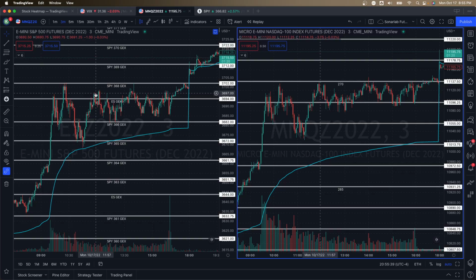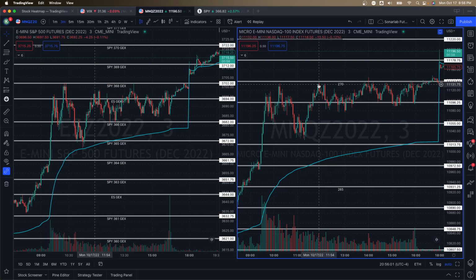So I'm hovering my cursor here, and it looks like for no reason, we just reversed in between gamma levels. However, if you look to the right at NQ, you can see where my crosshair is lined up perfectly. And you can see we were actually reacting to the 270 gamma strike on QQQ. And so the thing is, the point values are dramatically different when you're looking at NQ or QQQ.